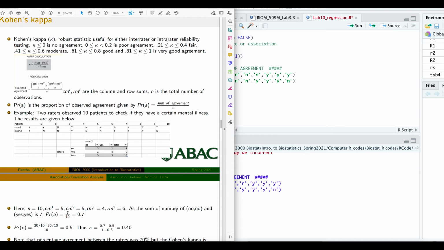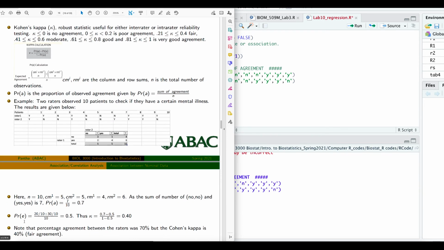So the sum of the number of no and yes is 7. So no is 3, yes is 4, right? You see that? So that is where both agreed. That is the no and yes where both of the raters agreed. The total sum is 7. PRA is the proportion of the observed agreement, given by the sum of the agreement 7 divided by the total 10. So 0.7. So 70% are in agreement, right?